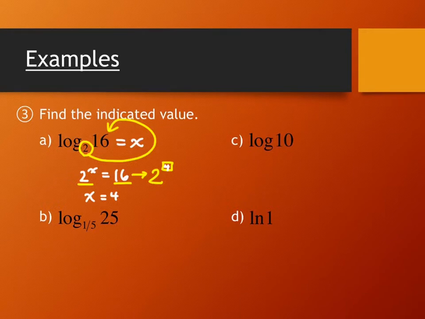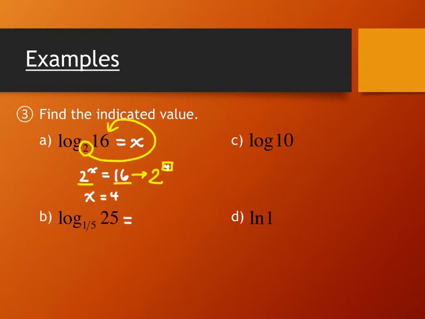Okay? 2 to the 4th would be 16. Part B on this slide is the hardest one. Part of it is because of the fraction. But there's another thing going on in that one that makes it difficult as well. So let's take a look next.